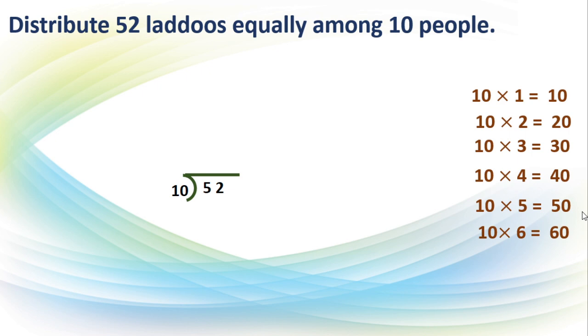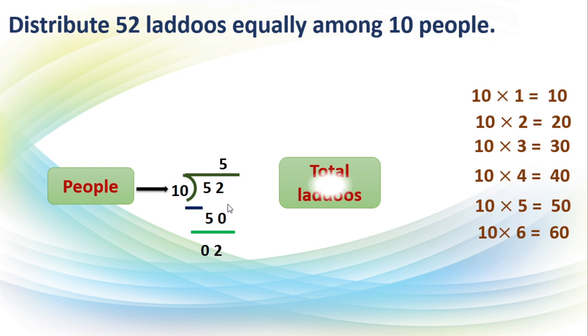50 we have to take, isn't it? Because here we have the number 52. The next, that is 60, is greater than 52. So we must go for this. 10 fives are 50. Okay, we will use this. So we will write 5 in the quotient. 50 minus, what remained? 2 remained, isn't it? Okay, here also we will write 10, that is nothing but people, right? And 52, they are total laddus.